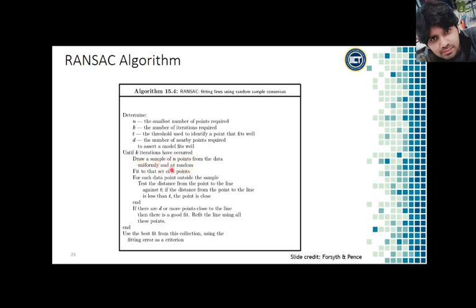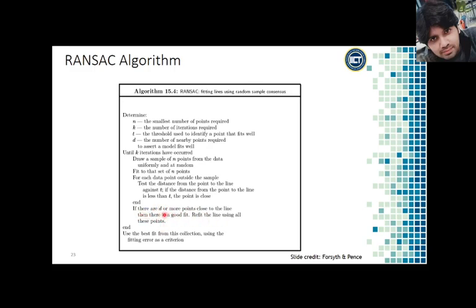We will discuss how to select these points, fit to that set of n points, and for each data point outside the sample we have to test the distance from the point to the line against the threshold t. If the distance from the point to the line is less than t, the point is close and we consider them inliers. If there are d or more points close to the line, then there is a good fit. Refit the line using all those points.